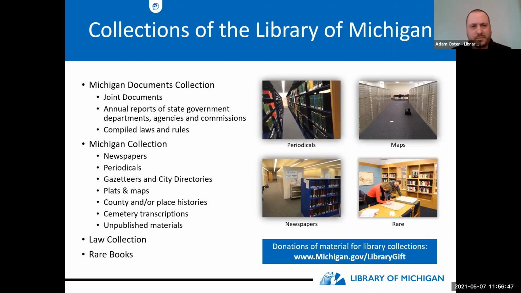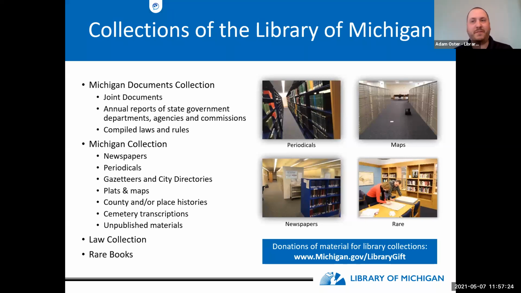The breakdown of what's in the Michigan Collection that's more of interest to family history researchers is going to be newspapers, periodicals, gazetteers, city directories, plat maps, and other types of maps. I know we also have a collection of Sanborn maps in there. County and place histories could be everything from the history of Ingham County, Michigan, to the history of Muskegon High School football. I know somebody compiled a history of that several years ago, and we have a copy in our collections.